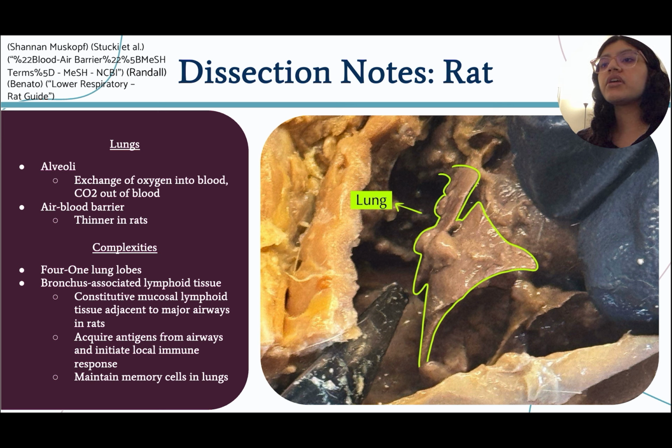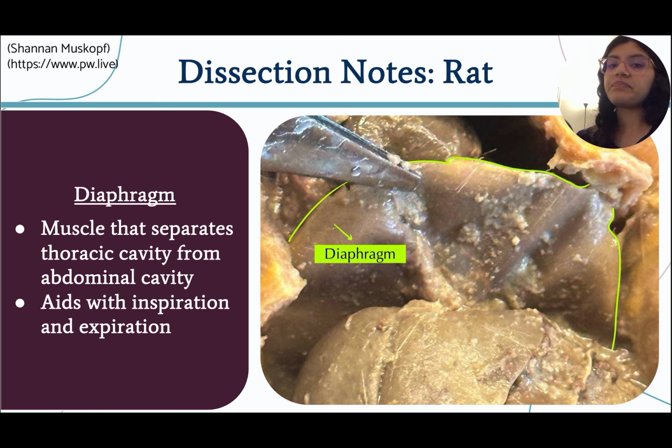And this is important because this helps the rat keep its immune system functional against infectious diseases, tumors, and allergens. And they also help maintain memory cells in the lungs, so the lungs will remember how to defeat those infectious diseases. Next, we have the diaphragm, which is a muscle that separates the thoracic cavity from the abdominal cavity.